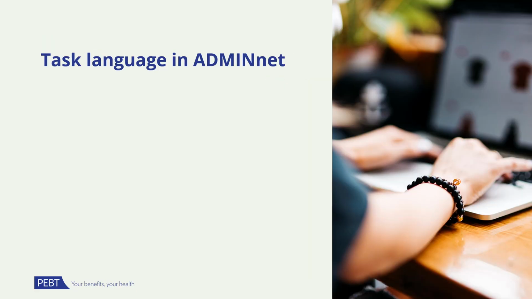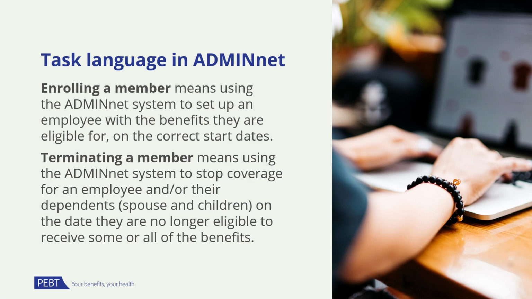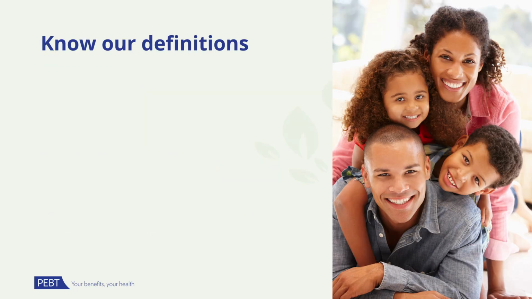Two key tasks in AdminNet include enrolling or terminating a member. In the context of AdminNet, enrolling a member means using the AdminNet system to set up an employee with the benefits they are eligible for on the correct start dates. On the flip side, terminating a member means using the AdminNet system to stop coverage for an employee and/or their dependents, spouse and children, on the date they are no longer eligible to receive some or all of the benefits. In completing those tasks, it is important to understand our definition of a member and a dependent.